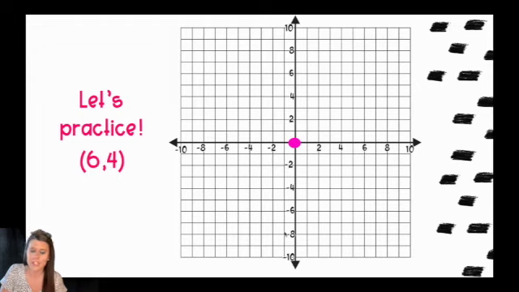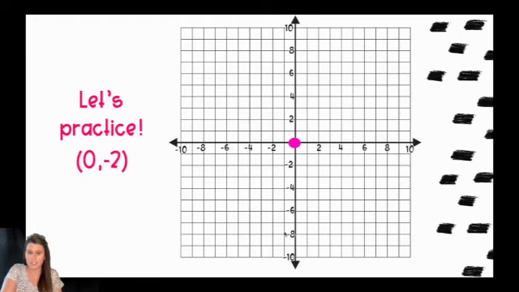Let's practice some things. So we're going to look at (6, 4). You'll notice x is positive and y is positive, so it's going to be in that first quadrant. And so that 6 tells me I'm going to go right because that's positive, 6 times. Then I'm going to go up 4 because y is positive. And I have plotted my point there. So you're only going to have one point on the graph for this ordered pair.